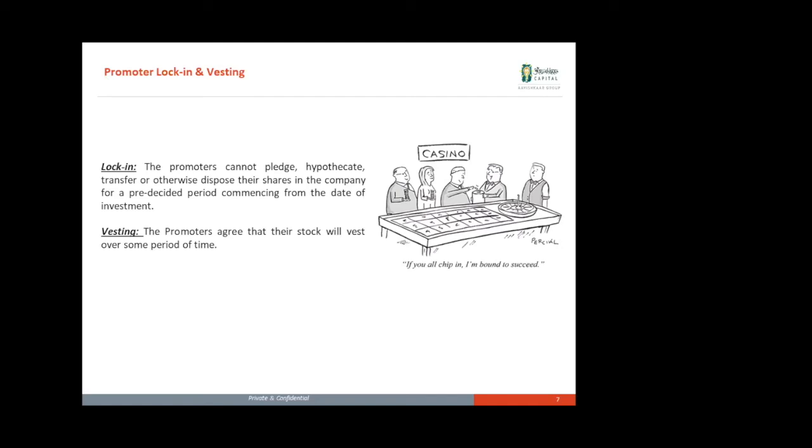So vesting schedules are there also in the case of ESOPs. When you're giving out shares to employees, those shares also have a schedule for vesting, because you don't want those shares to vest on day one. You want the employee, or in the case of the promoters, to be invested in the business long term and deliver on performance as well.